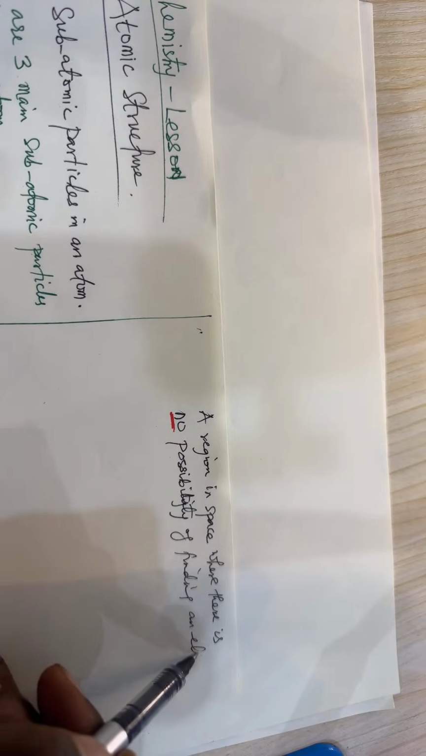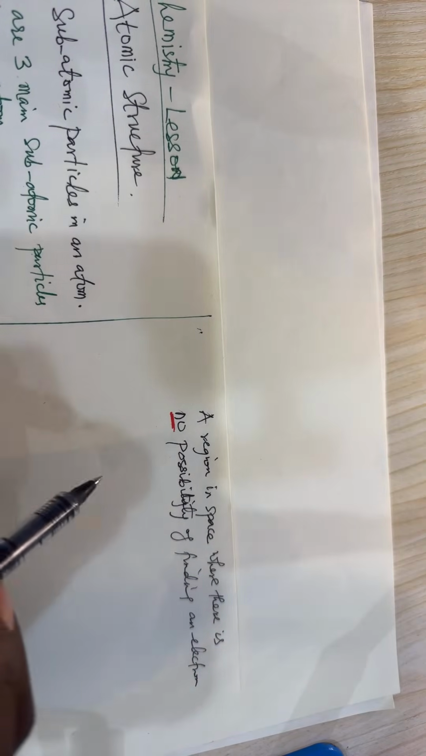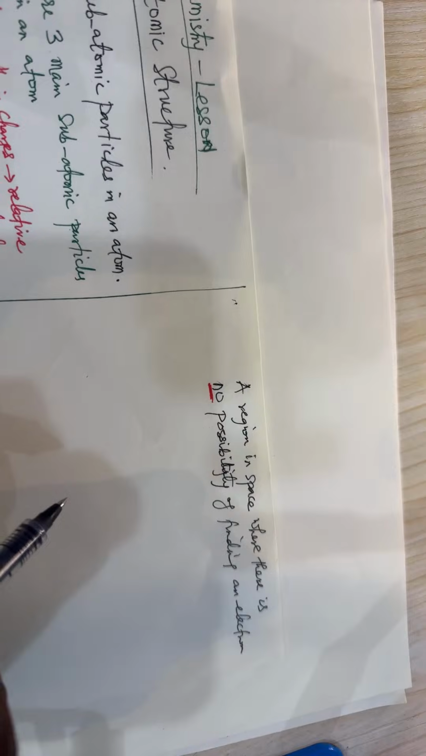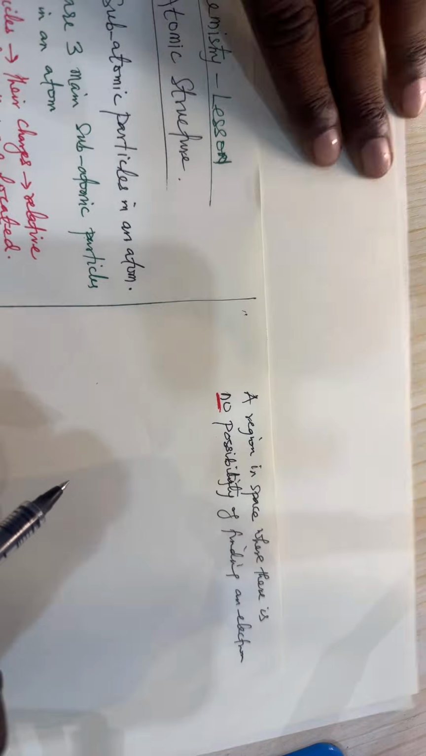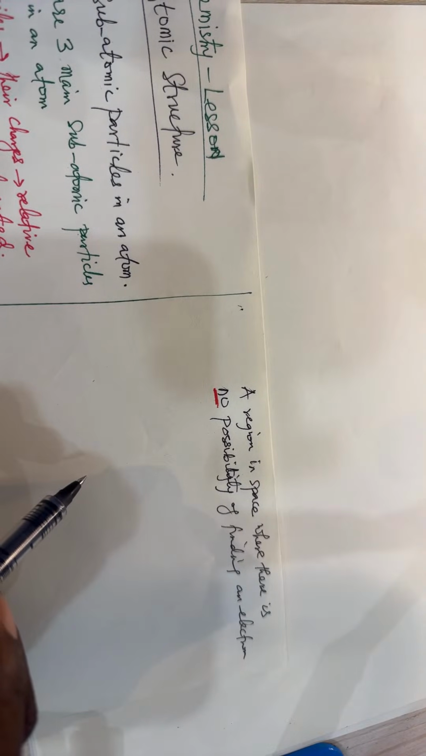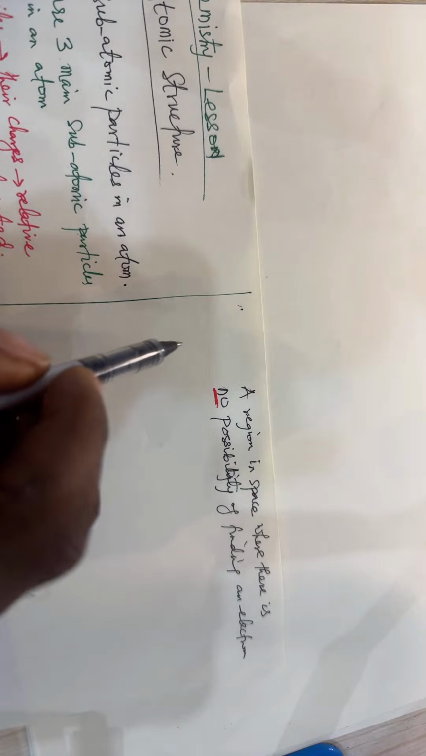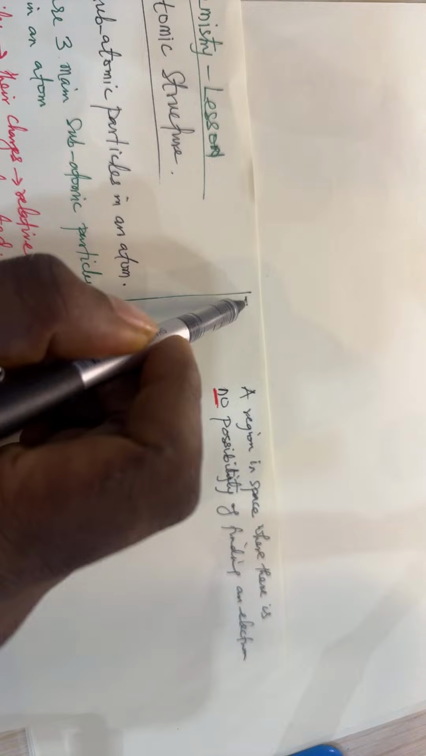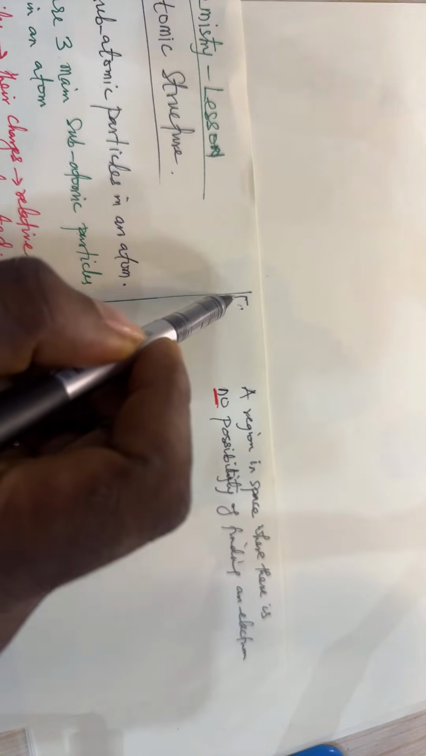an electron. What is that now called? Anyone has any idea? A region in a space where there is no possibility of finding electron. What is that called? Interesting. Nobody has idea. It is called forbidden state. Forbidden. It's called forbidden state.